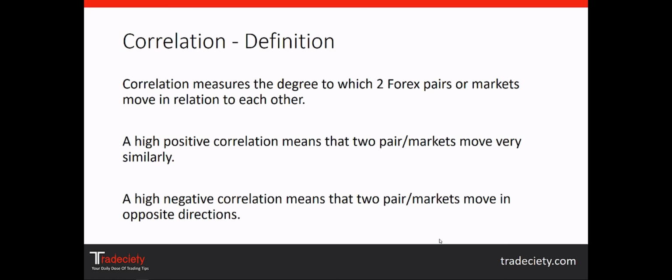What does it actually mean? Correlation is a statistic that measures how similar or how different two markets, two securities, two Forex pairs or stocks move in relation to each other. So for example, if we have a high positive correlation between two Forex pairs, then it means that they move very similar, they move in the same direction and also with the same speed. And if we have a high negative correlation, it means that the two pairs or the two markets move very similar but in opposite directions.